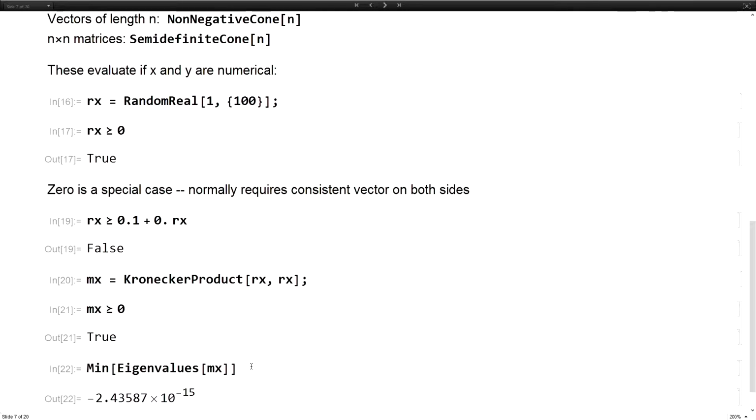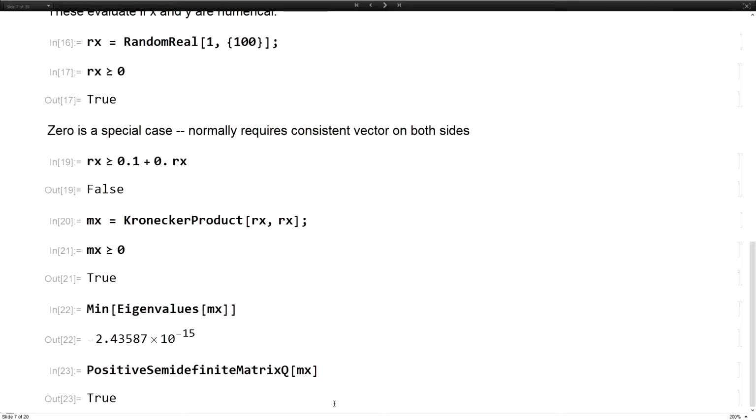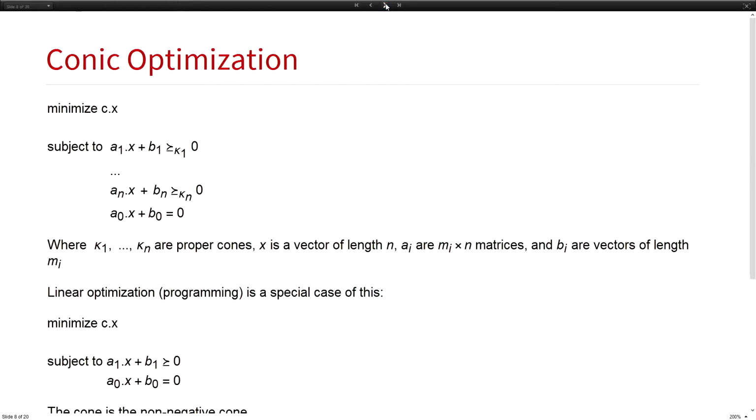Theoretically, if I take a product of two matrices, it should be positive, but because of numerical error, the eigenvalues come out a little bit negative. So when we actually do this, there's some tolerance included. It's the same tolerance as included in this command, positive semi-definite matrix. Remember, when we're talking about these things, there's always a little bit of tolerance involved.